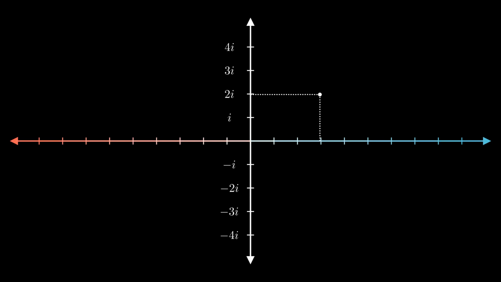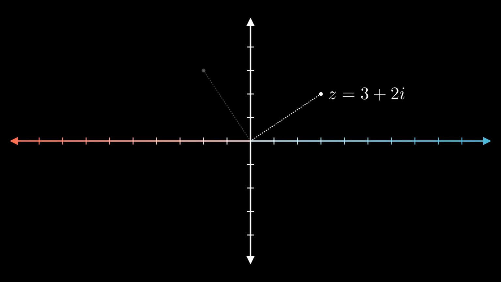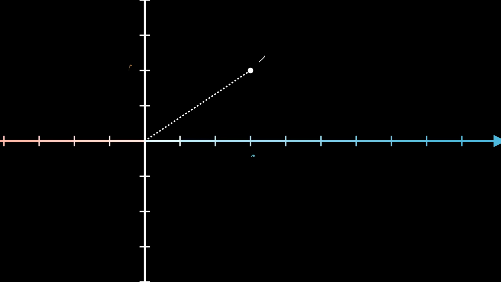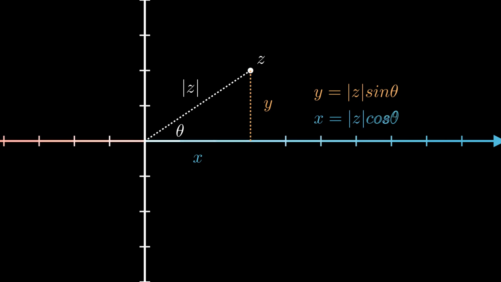We can perform operations on these complex numbers where i can be treated just like any other variable. But since i is equal to the square root of -1, any instance of i squared can be replaced with -1. The distance of a complex number from the origin is known as the modulus, and the angle between the modulus and the positive real axis is known as the argument. From this, a complex number can be represented using the trigonometric ratios.